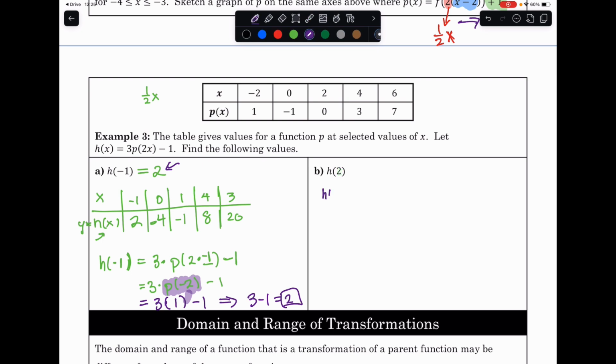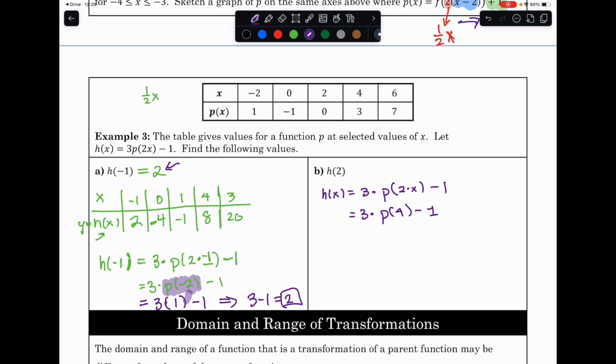So first of all, h of x, let me rewrite that. h of x is 3 times the function of p of the value of 2 times the value of x minus 1. And since we're going to evaluate this function h when x is 2, that means I'm going to replace this x with the number 2. So it would be 3 times p of 4, since 2 times 2 is 4, minus 1.